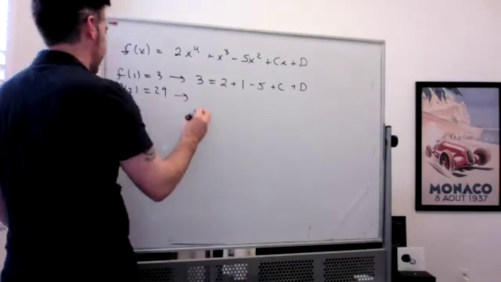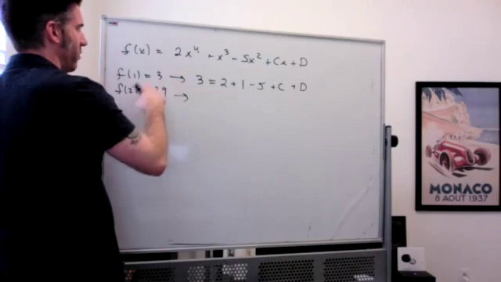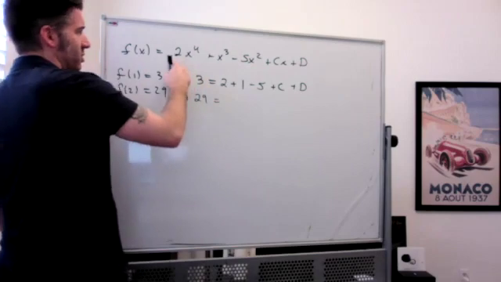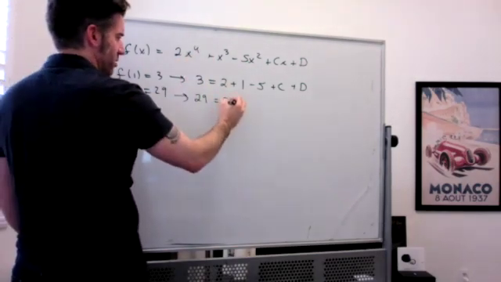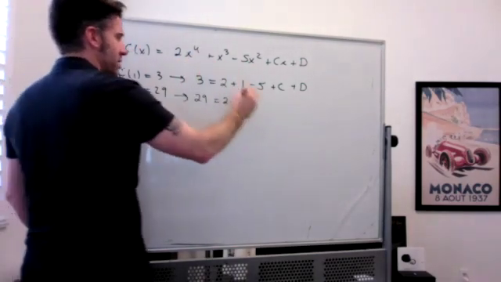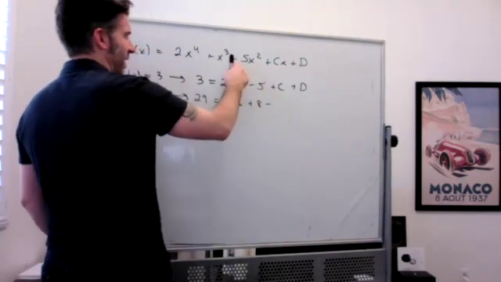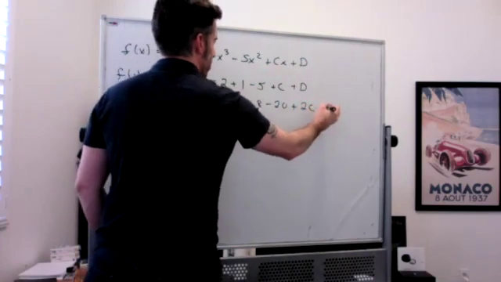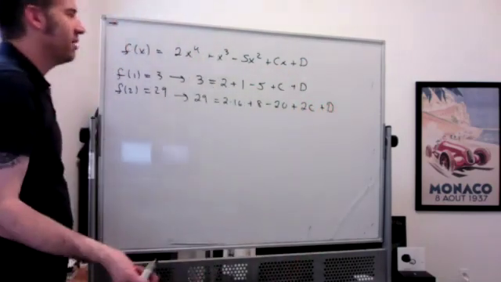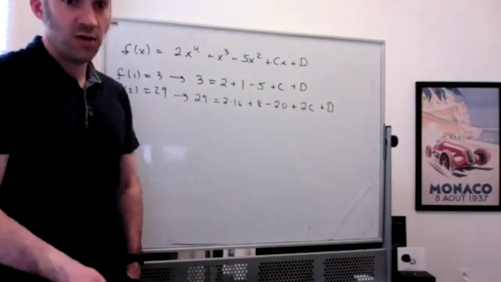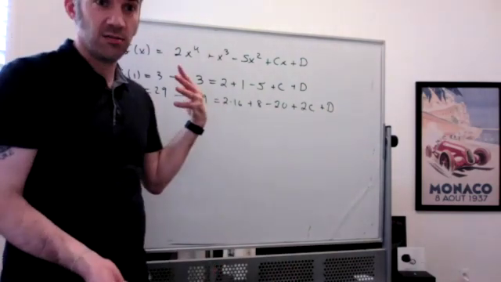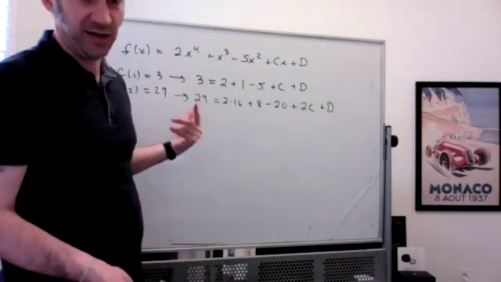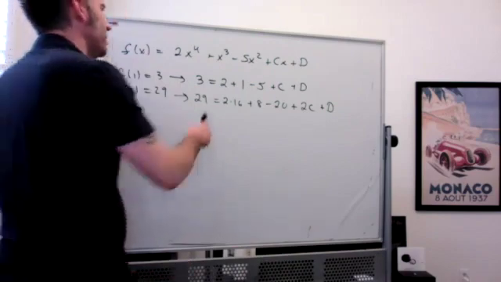So f of 2 is 29. Plugging in 2 for x, f of 2 is 29. It's going to equal 2 times 2 to the 4th, which is 2 times 16, plus 2 cubed, which is 8, minus 5 times 4, which is 20, plus c times 2, plus d. And there's a lot of things you could do, right? You could solve for d. Probably the easiest thing is to subtract the equations from each other, but let's simplify this first one.